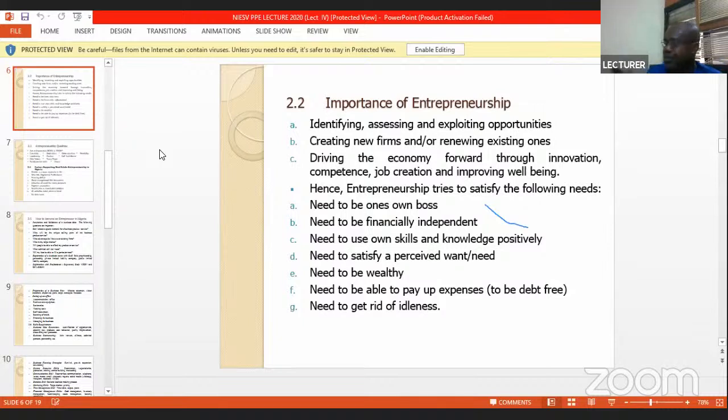We can also view entrepreneurship from the following perspective.